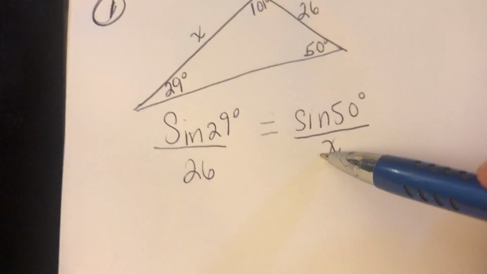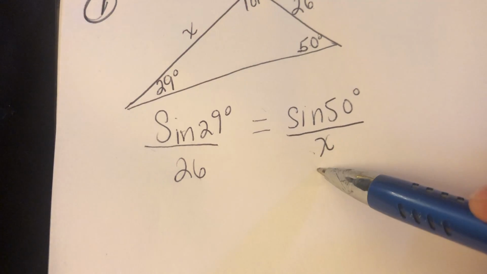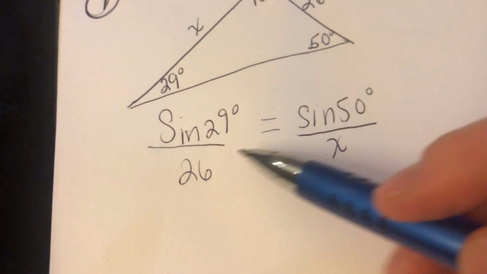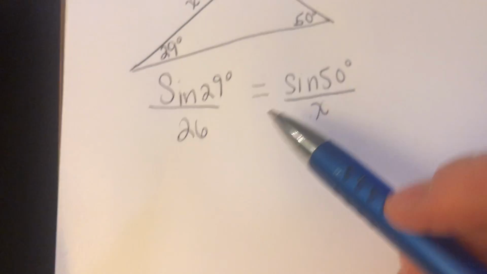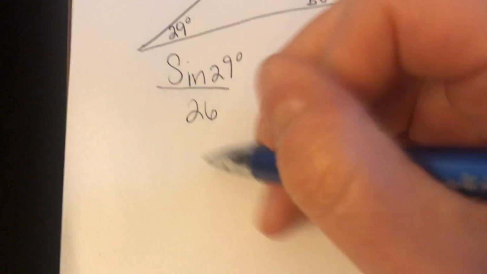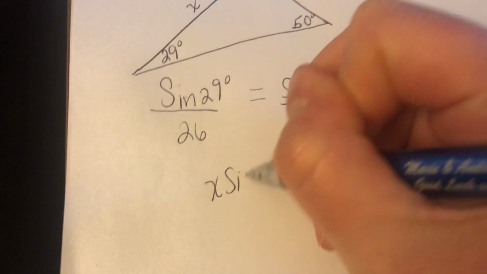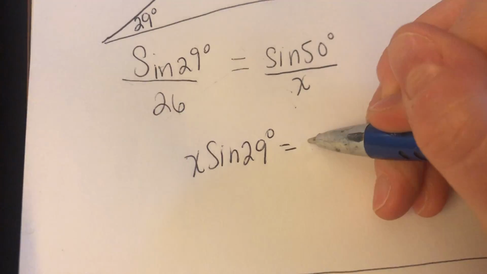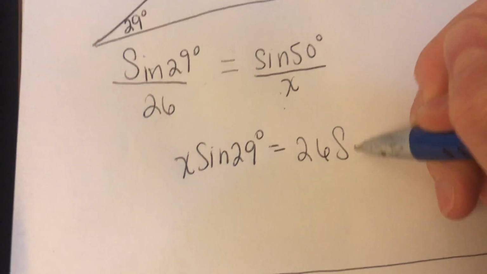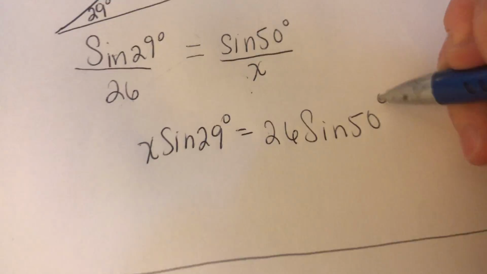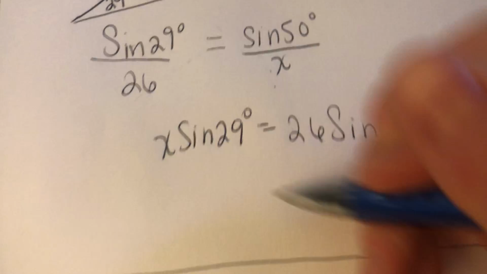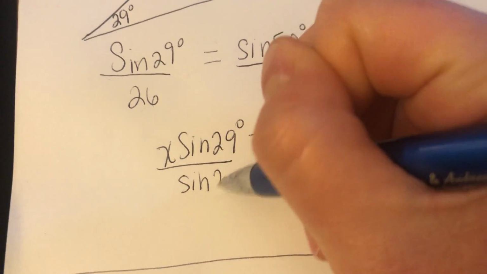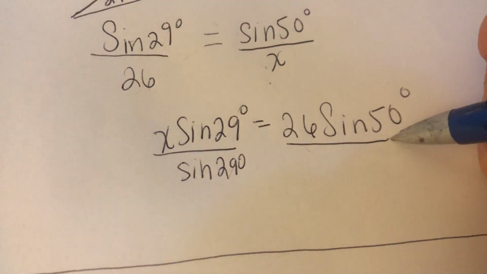So I'm going to have the sine of 29 degrees. You could make the decimals here first, or you could make the decimals later. I feel like I'd rather make the decimals later. So I'm going to cross multiply. So I have x times the sine of 29 degrees equals 26 times the sine of 50 degrees. And then I have to solve for x. So I would divide both sides by the sine of 29 degrees.